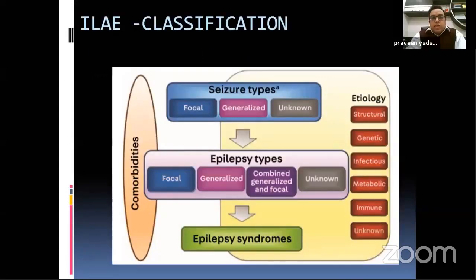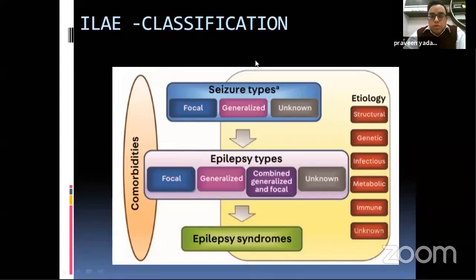So going to the ILAE classification, this is the latest 2017 classification. There are 5 things which we have to be aware of. Whenever we see a patient with epilepsy, we have to classify these 5 topics. So first of all, you have to be sure that it is epilepsy and not a non-epileptic attack. A pseudo seizure or a non-epileptic attack will not come into this classification.